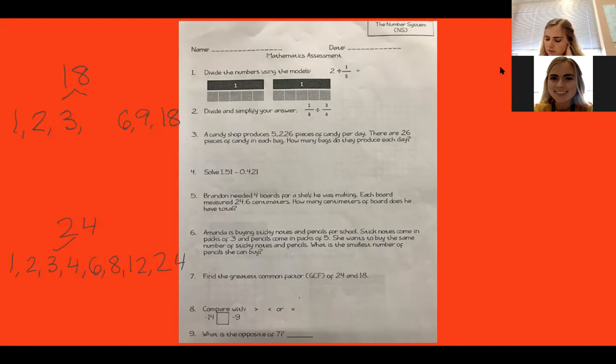Then we find the greatest common factor between the two. So they both have a 1 in common. They both have a 2. They both have a 3. They both have a 6. And there's no bigger number that they have in common. So 6 is common between the two. So the greatest common factor would be 6.